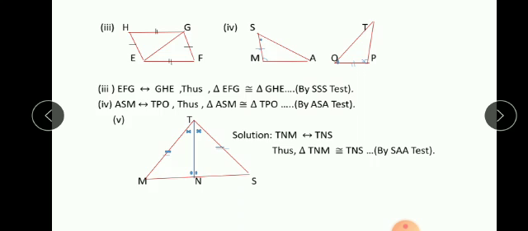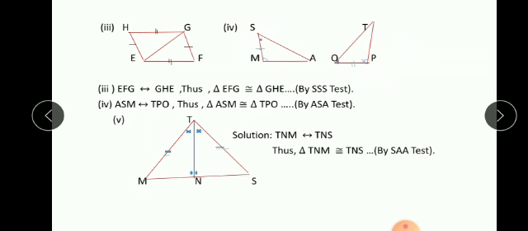Now let's see the fourth figure. There are two triangles given. Which test? First we will see the identical marks. Angle M and angle P, they are congruent. Side MS is congruent to QP, or this is OP. And one angle, again angle S and angle Q. Angle O is common, angle S and angle M and angle P are congruent.